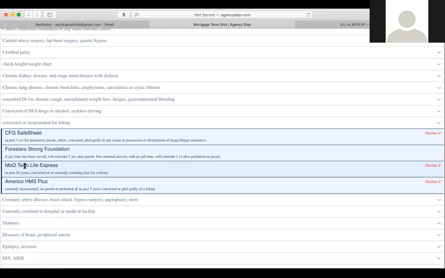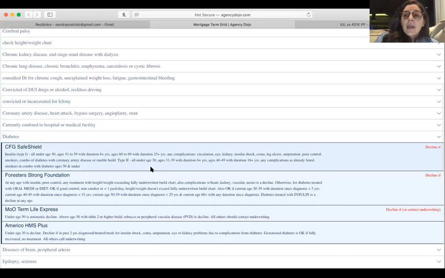So instead of going through the whole process with this carrier and telling your client, oh, they didn't approve you, you might as well go with the carrier that you already know takes that type of risk when it comes to the client, okay?